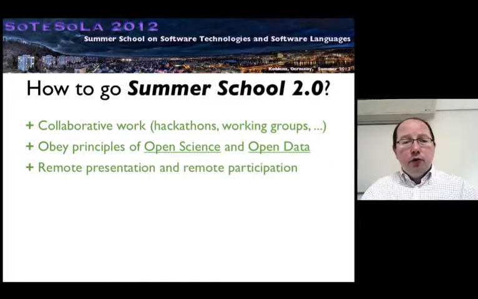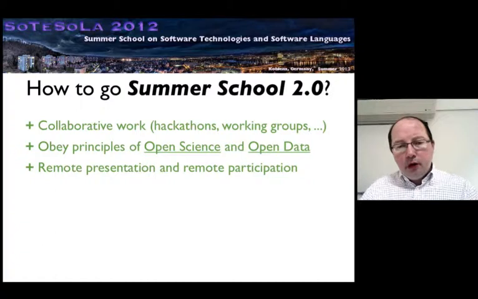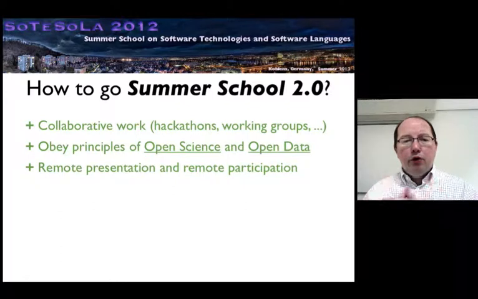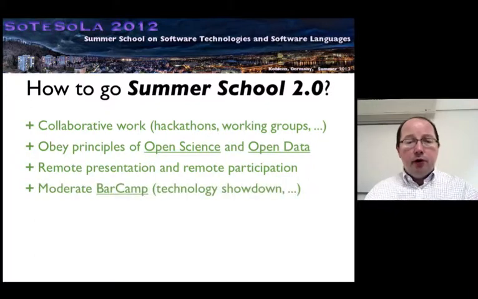So we also want to get more people involved remotely. And this is also the reason why I'm using green color here. So we really want to have people from remote to present and to participate. This is becoming more important during this time. It's also becoming more possible. It's only fair that we try to do this at the school here.